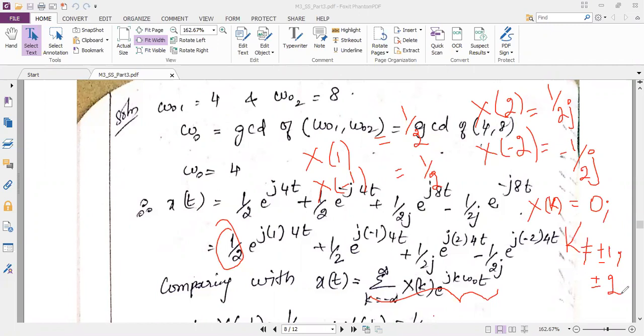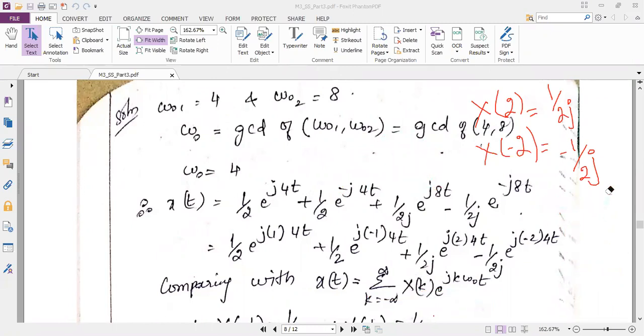Even in this question, they are asking you to plot the spectrum. You know how to plot the spectrum. We need to calculate the magnitude separately and we need to calculate the phase separately. So I will just show you the answer in my notes, how it is written.